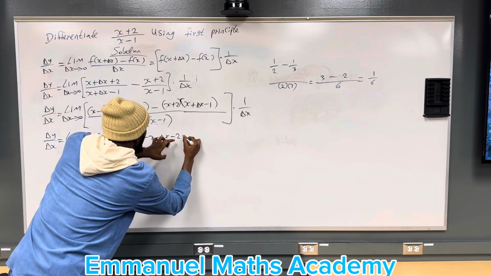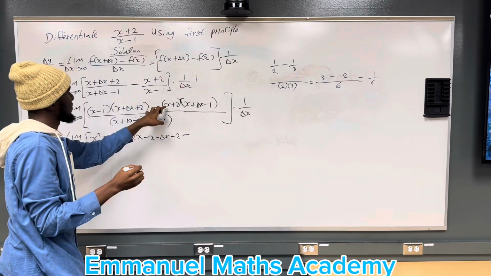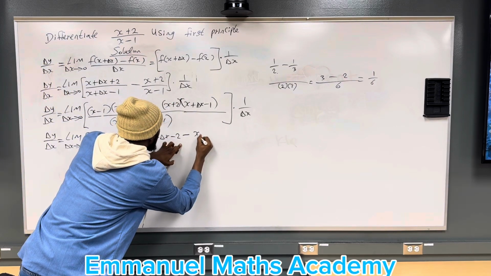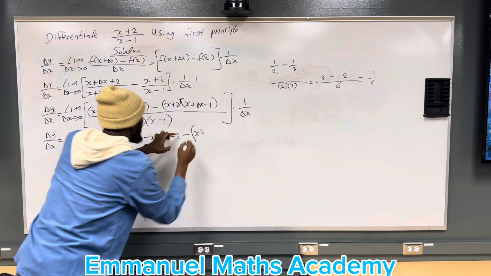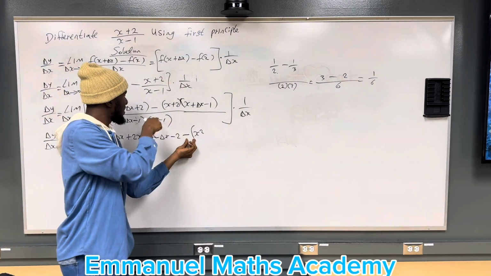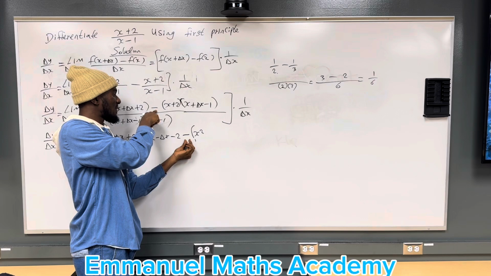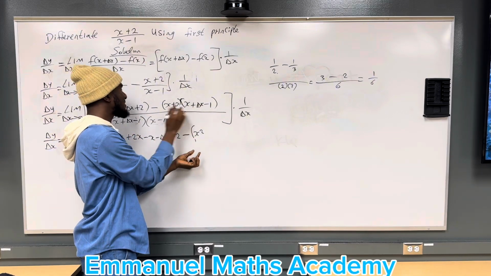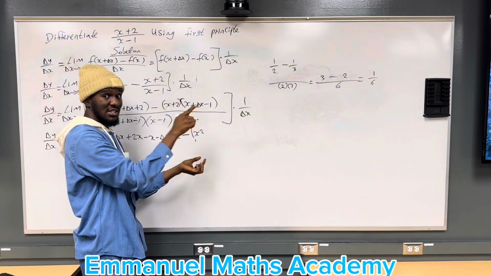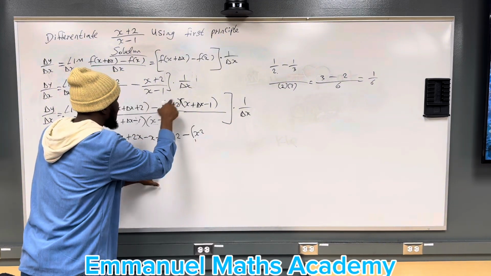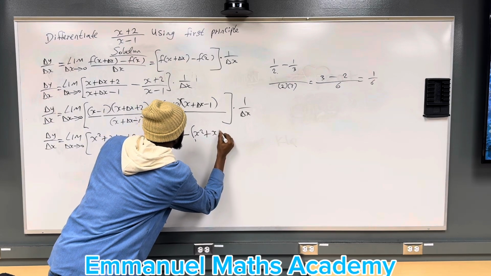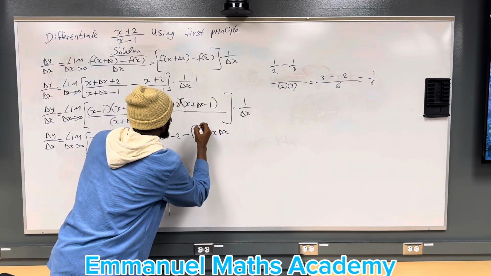Minus, what do you have here? x times x, you have x squared. Remember, you have to recognize this negative sign here. So let me first of all open up this, then after I'll use this negative to multiply through, so you don't get confused. Alright, so this time this will give you x squared, this time this will give you what? x delta x.